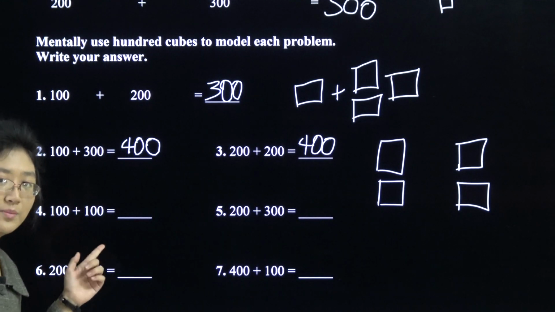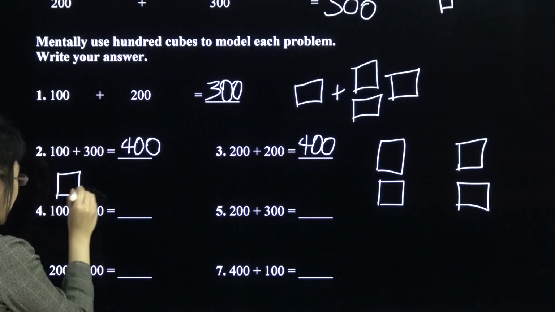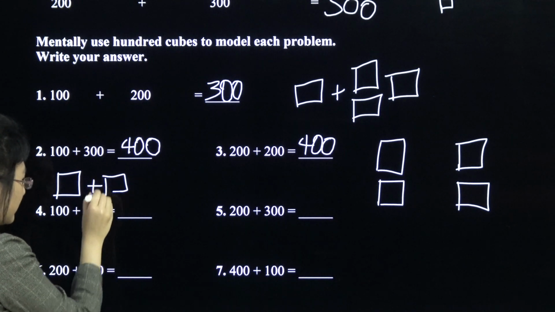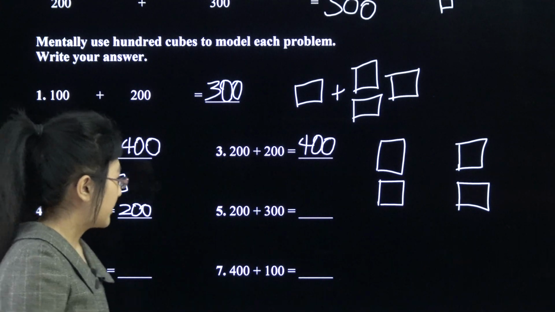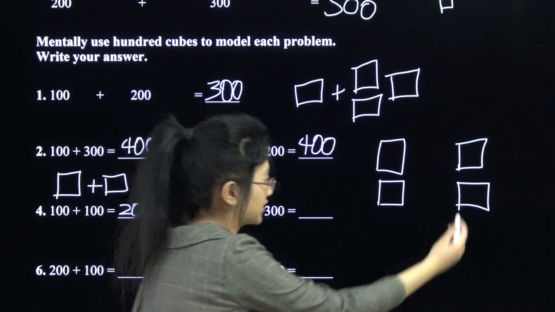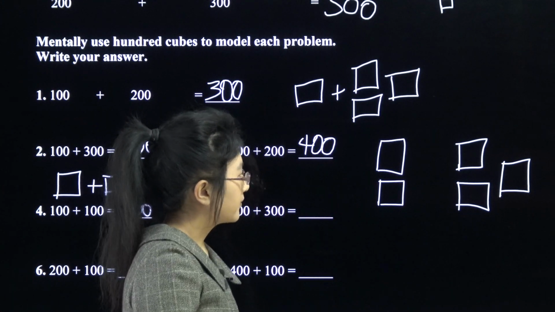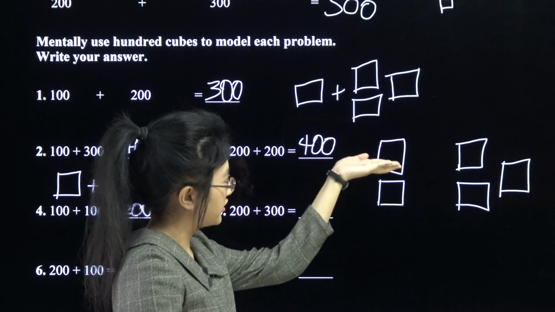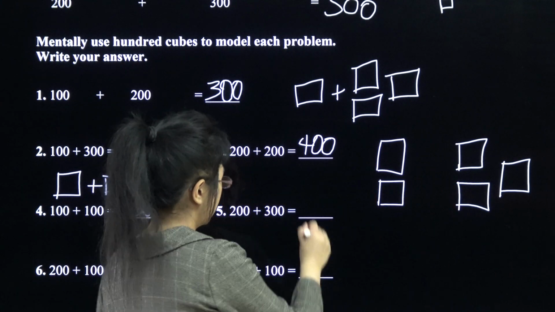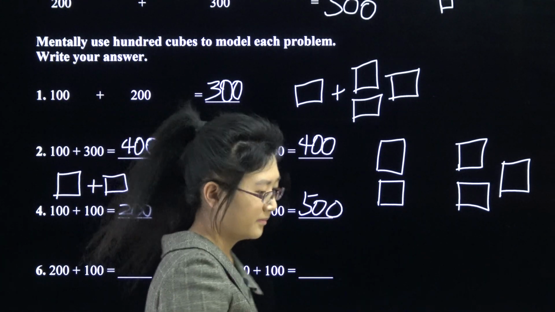And this one, 100 plus 100. 1 plus 1 equals 2. And also, 1 square plus another square equals 2 of those squares. So, 200. Question number 5, 200 plus 300. We're just going to use this drawing again. And add another square. 200 plus 300. 100, 200, 300, 400, 500. 500. We also did that question right up there.